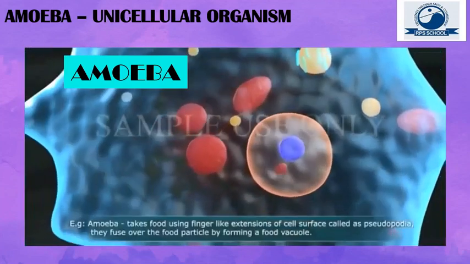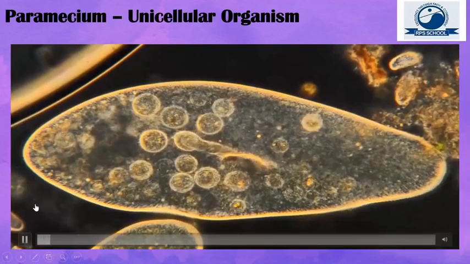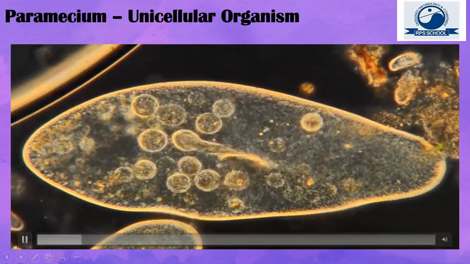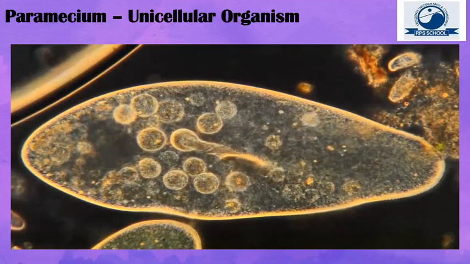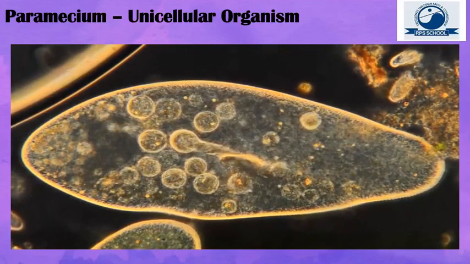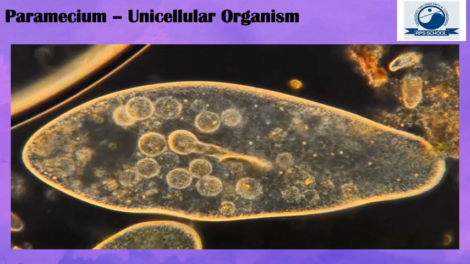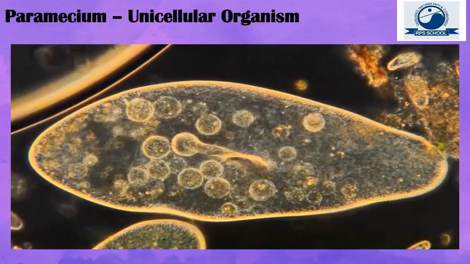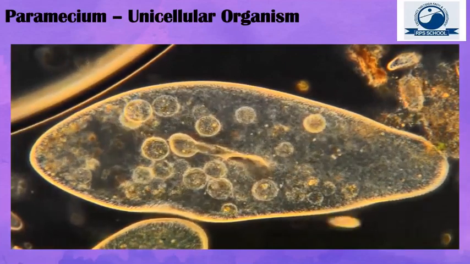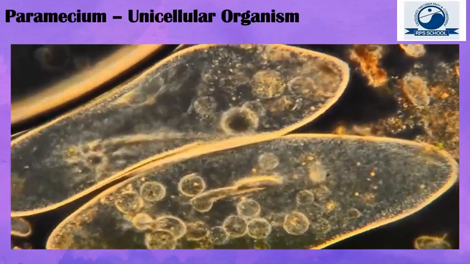Let's talk about another unicellular organism, that is Paramecium. Paramecium is a unicellular ciliated protozoa. They possess thousands of cilia covering their body. They are found in freshwater, marine, and brackish water. Reproduction is primarily through asexual means by binary fission. They are slipper-shaped. The cellular cytoplasm is enclosed in a pellicle.